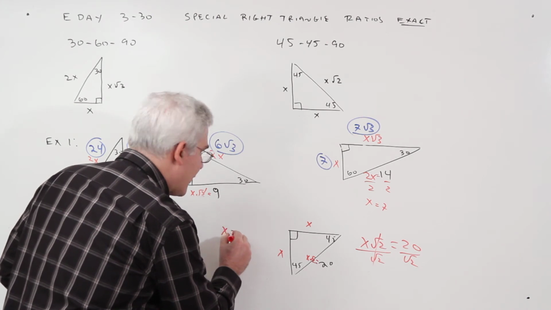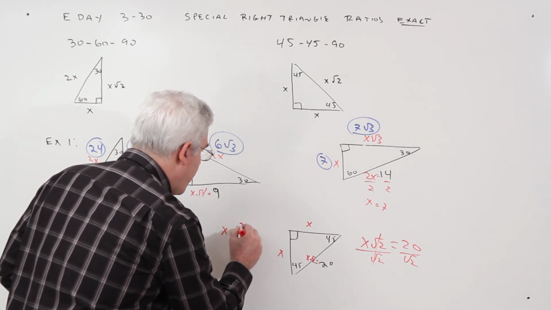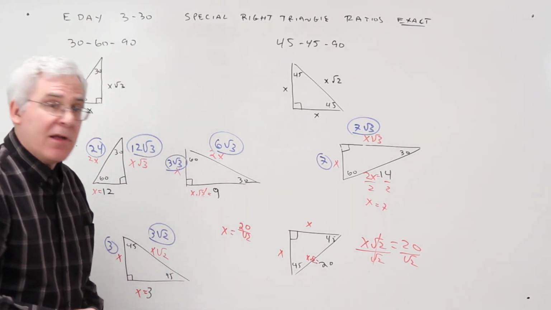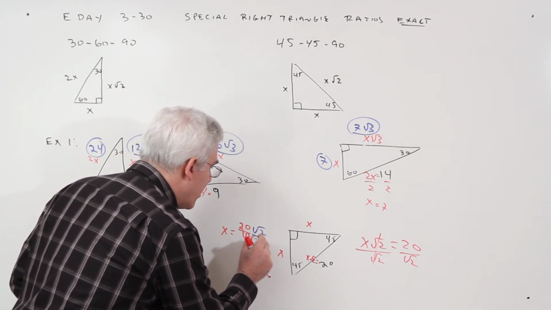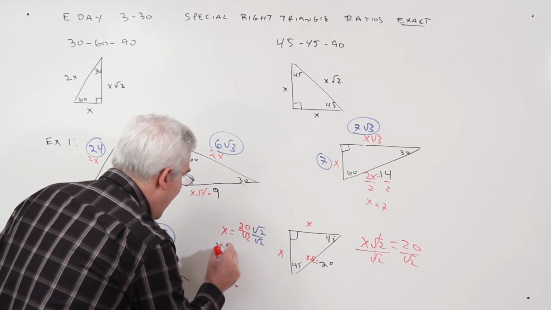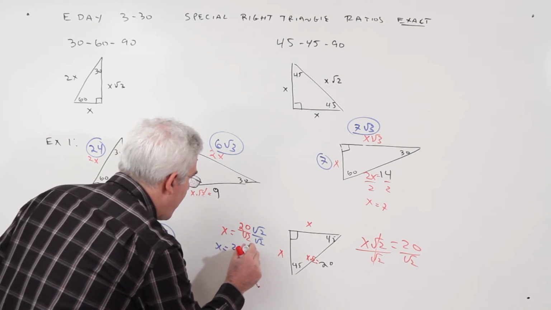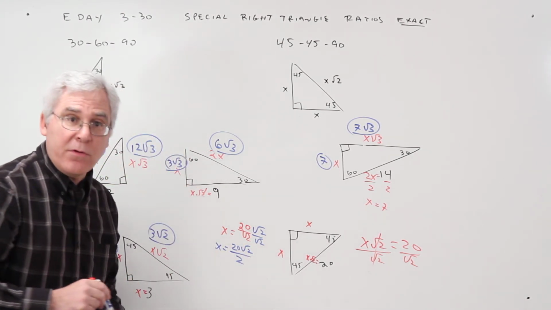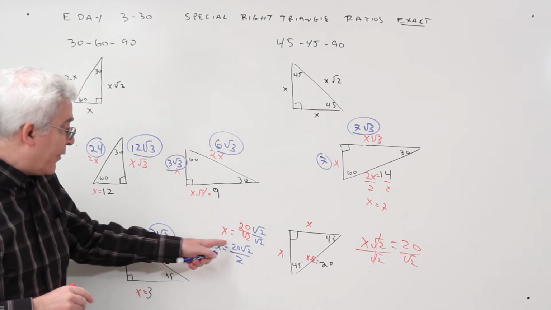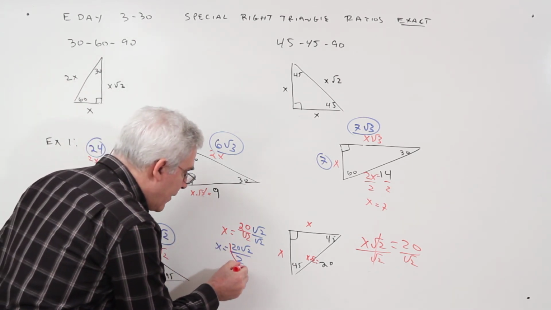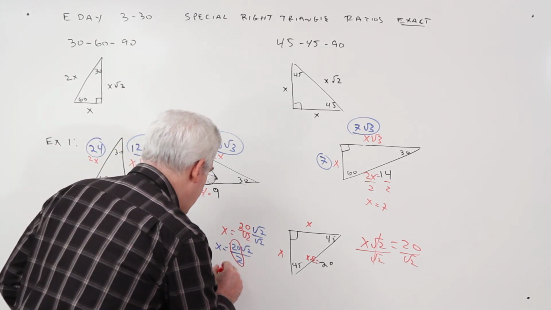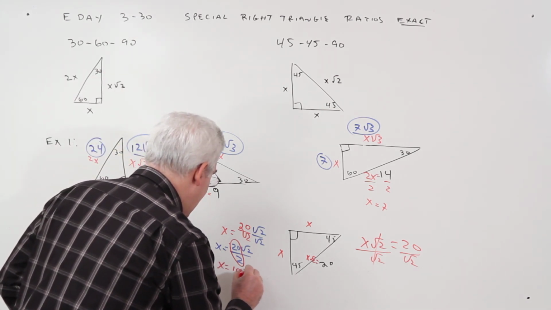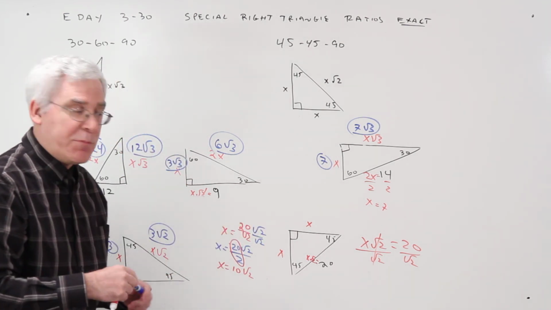So I'll write it over here so you can see it. So I get x equals 20 over rad 2. Don't like that. Multiply top and bottom by rad 2. So I get x equals 20 rad 2 over 2. And then outside stuff can simplify. 20 over 2 is just 10. So x equals 10 radical 2. I'm done.